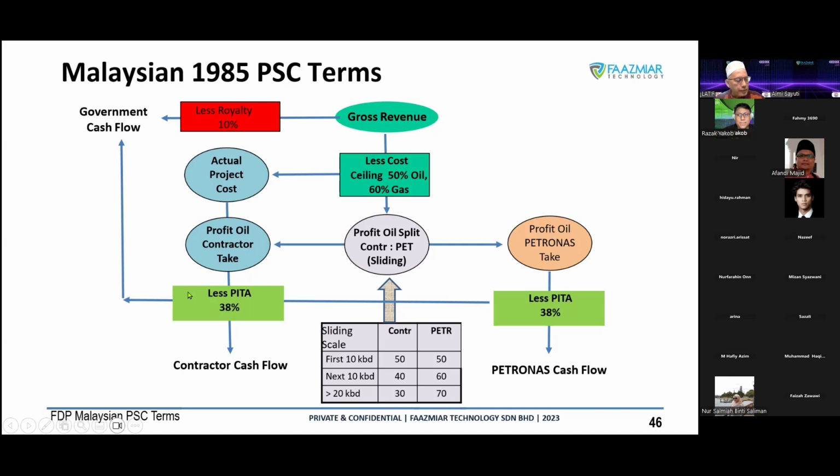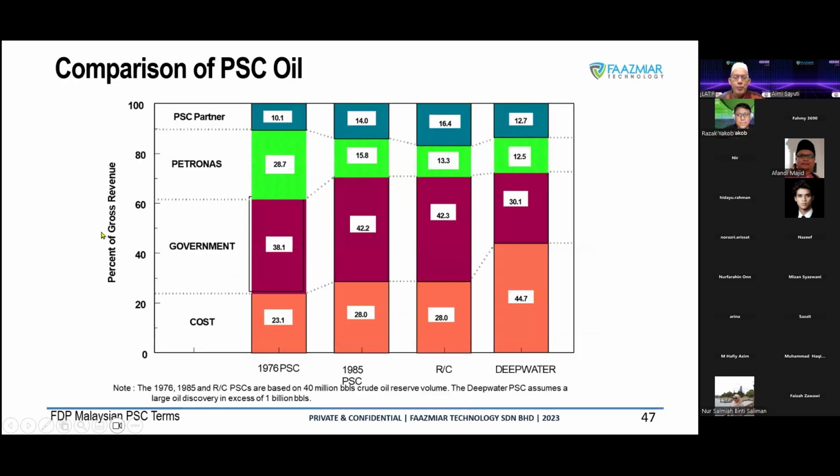Okay, I think we go through the comparison. This is another interesting topic to see how the PSC changes. In 1976, you can see that Petronas has 28% and our partner about 10%. Later on, when we take over, ExxonMobil enjoyed this percentage. After some time, we see that it's too much and they are getting more, so we revise the PSC and start to reduce the percentage from the partners, because we realize the government needs more.